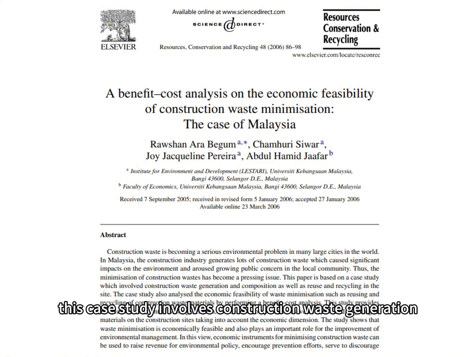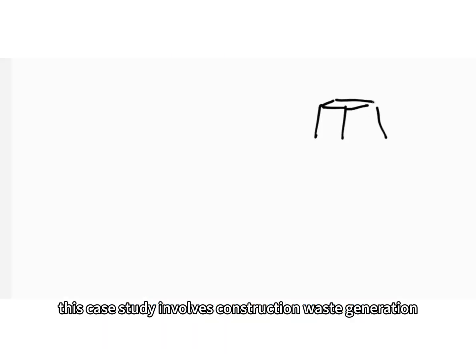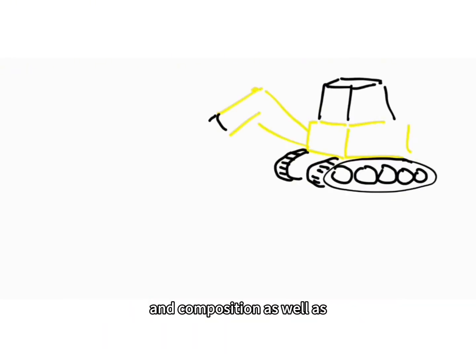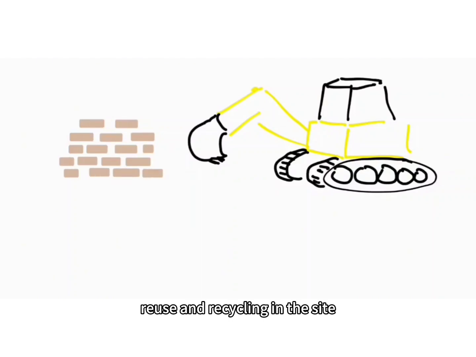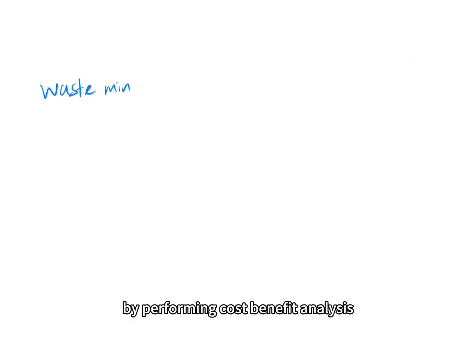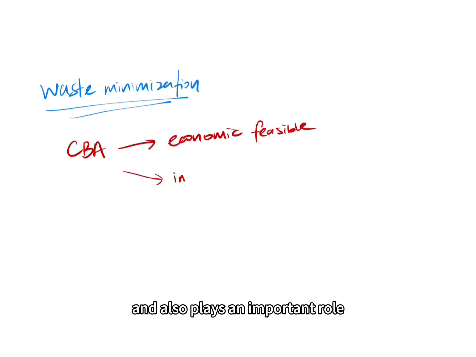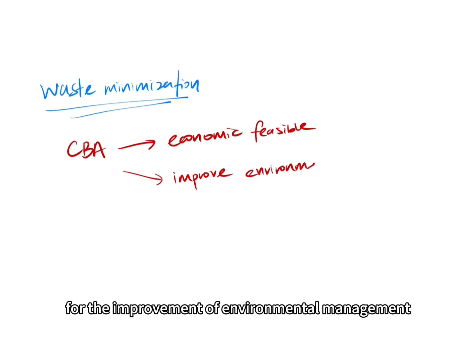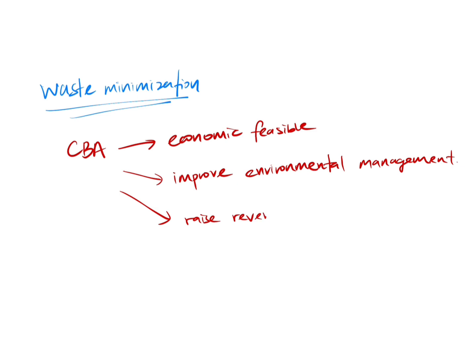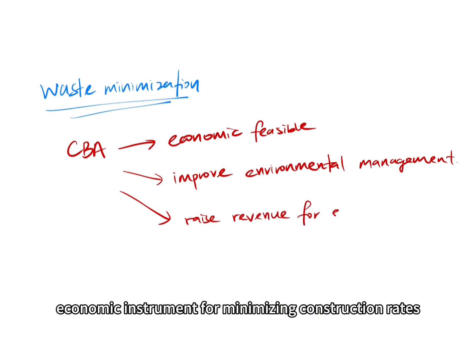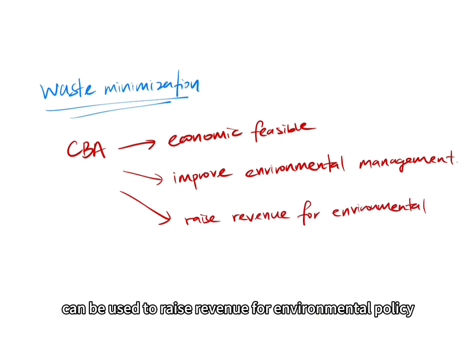This case study involves construction waste generation and composition as well as reuse and recycling on the site. By performing cost-benefit analysis, it shows that waste minimization is economically feasible and also plays an important role in the improvement of environmental management. At the same time, economic instruments for minimizing construction waste can be used to raise revenue for environmental policy.